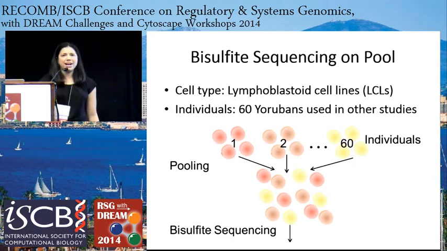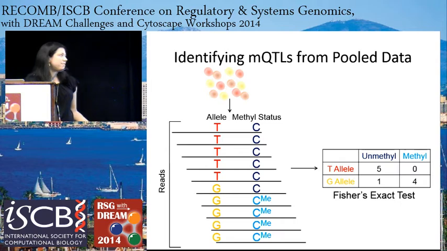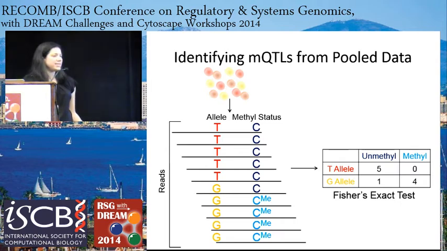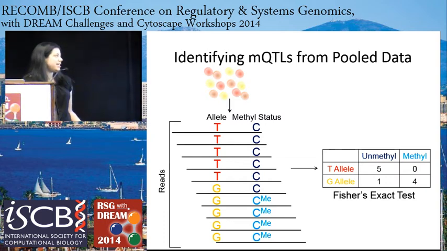Now, you may be wondering how we can possibly find MQTLs given that our data is coming from a pool of cells from many individuals. Here's the trick. If a SNP is sufficiently close to a cytosine, there will be many reads overlapping both the SNP and the cytosine. So from these reads, we can directly identify the MQTL. In this toy example, our T allele is always associated with a lack of methylation, and our G allele is usually associated with methylation.